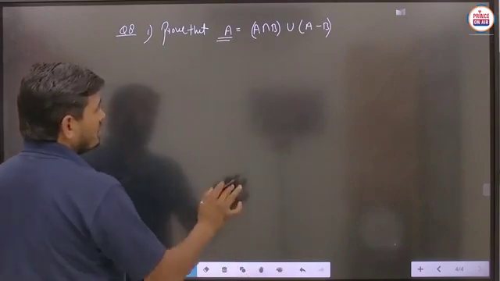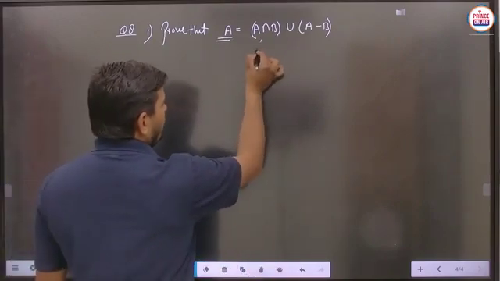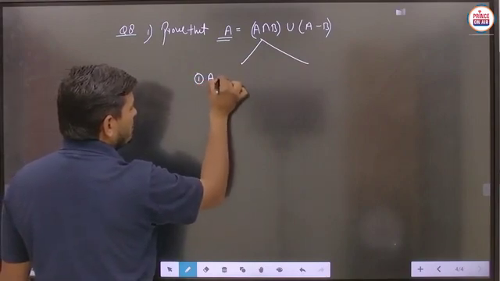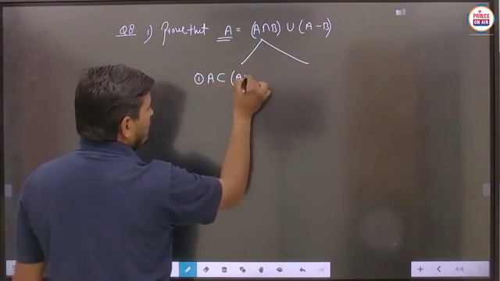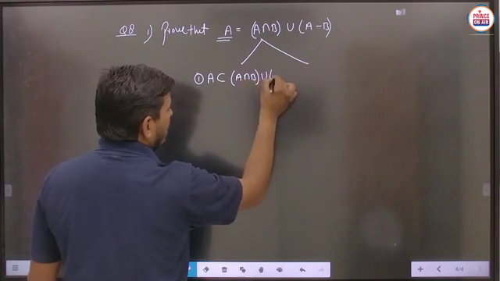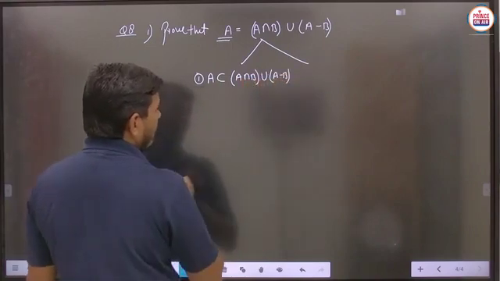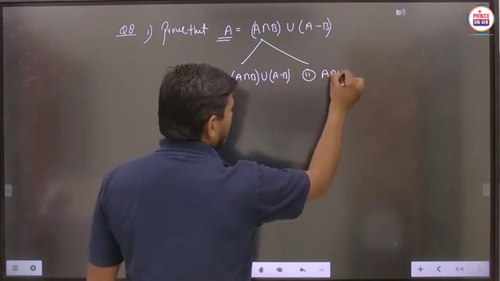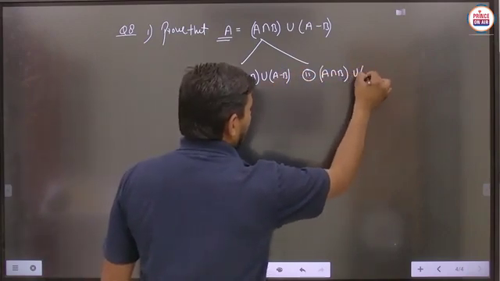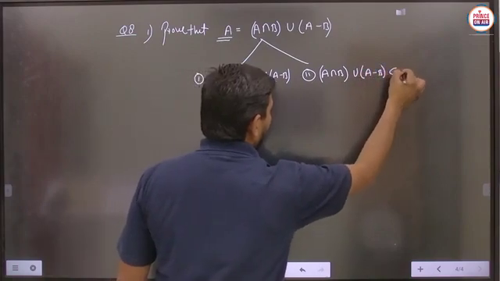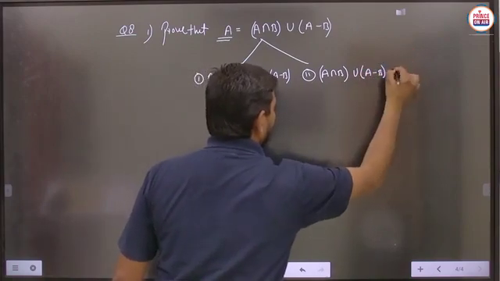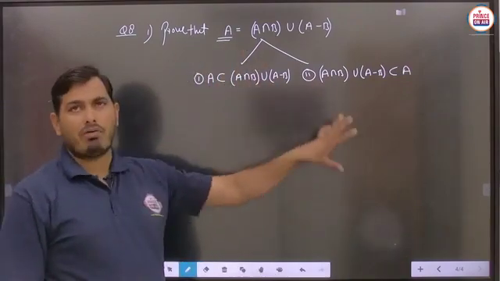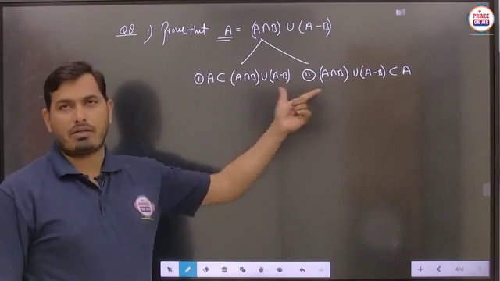So in this case, again we have to prove two things. The very first thing we will prove is that A is a subset of A intersection B union A minus B. And in the second part, we will prove that A intersection B union A minus B is a subset of A. Whenever any two sets are to be proved equal, we will prove these two parts. Is it clear?